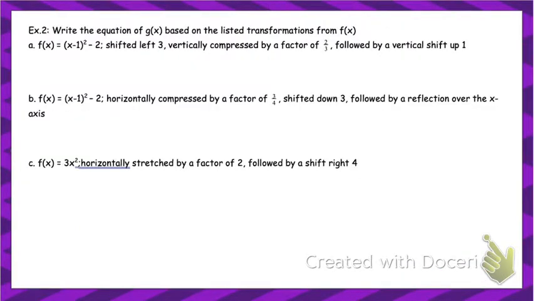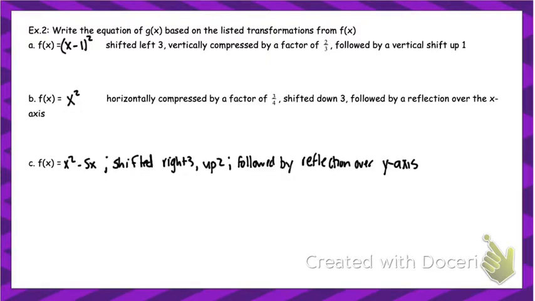All right, so now we're going to look at writing these equations just based off words and transformations, and I'm going to edit these some to match your notes. All right, so looking at this first one, so we have that quadratic that's already there. I'm going to start by shifting this left 3, then vertically compressing it by a factor of 2/3, and then after that I'm going to shift it up 1.